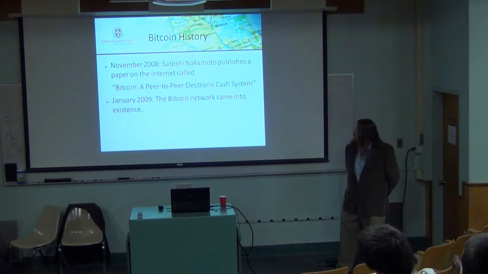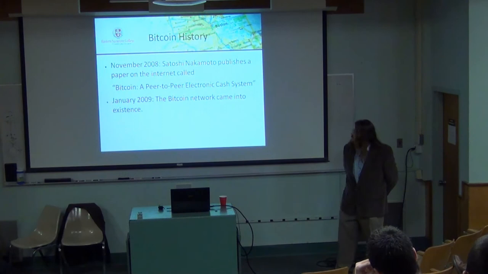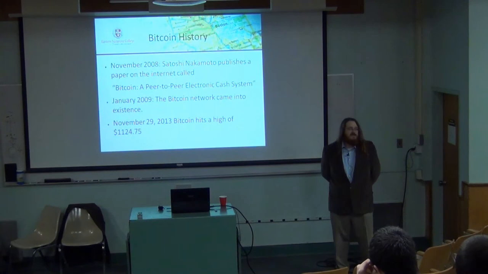January 2009, the Bitcoin network comes into existence with the generation of what is called the Genesis block. So Bitcoin is kept track of in what are called blocks. The first one of these created is called the Genesis block. November 29th, 2013, Bitcoin hits its record high so far of $1,124.75 apiece.